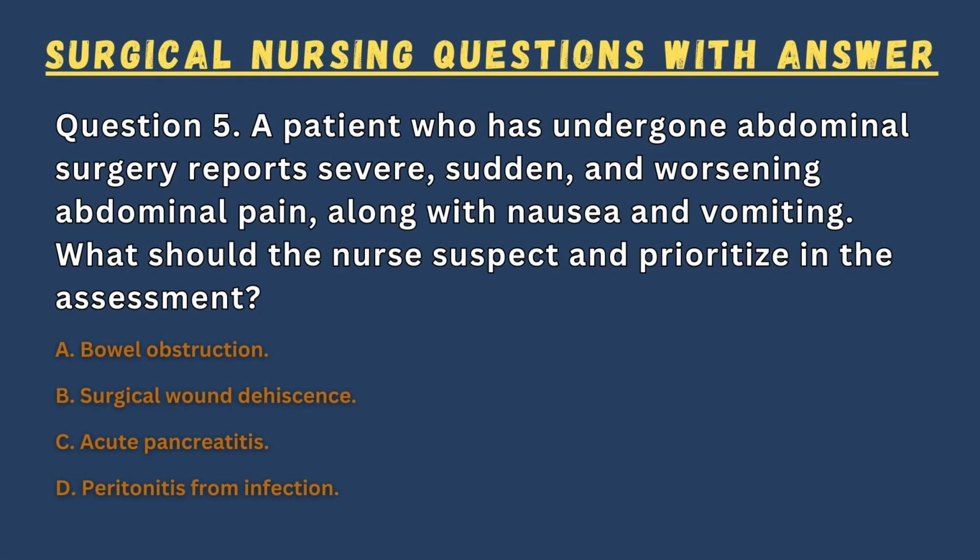Question 5. A patient who has undergone abdominal surgery reports severe, sudden, and worsening abdominal pain, along with nausea and vomiting. What should the nurse suspect and prioritize in the assessment? A. Bowel obstruction. B. Surgical wound dehiscence. C. Acute pancreatitis. D. Peritonitis from infection.